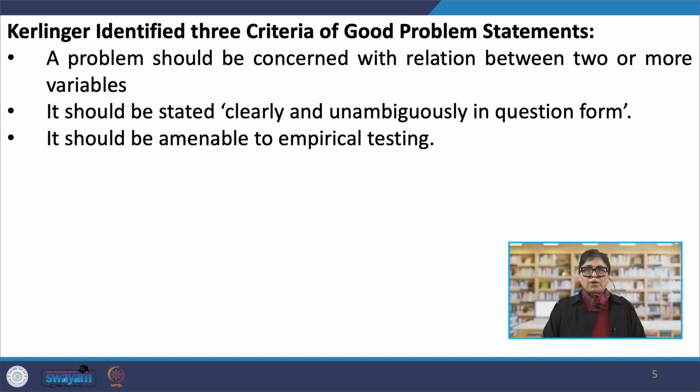So, a statement of problem is very important as part of research methodology, which is defined by Kerlinger like this: a problem should be concerned with relation between two or more variables. This is a very good problem statement, the criteria. It should be stated clearly and unambiguously in question form. It should be amenable to empirical testing. Meeting these criteria in the problem statement will result in a clear and concise idea of what the researcher wants to do. This sets the stage for further planning.